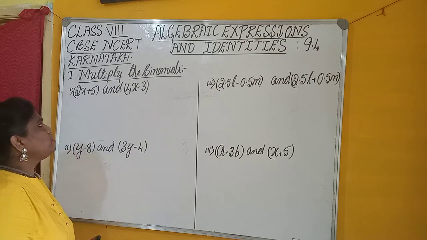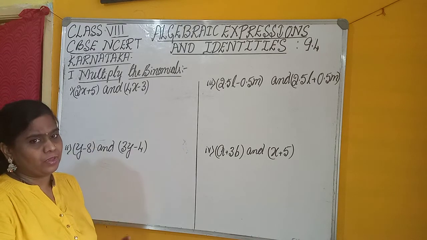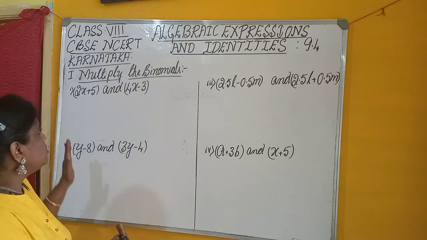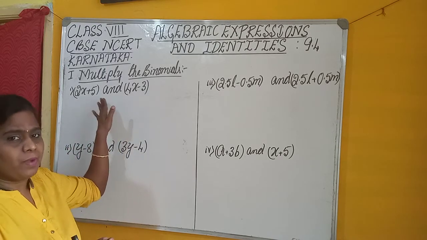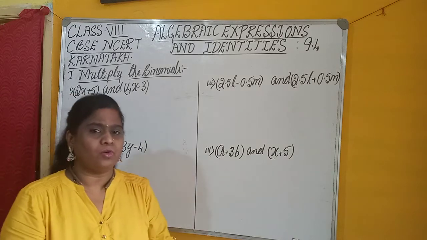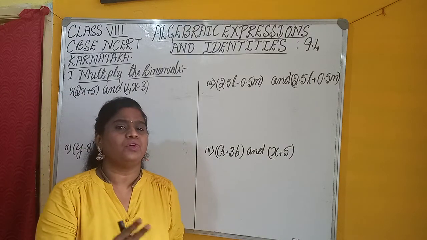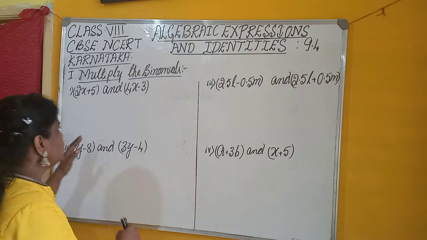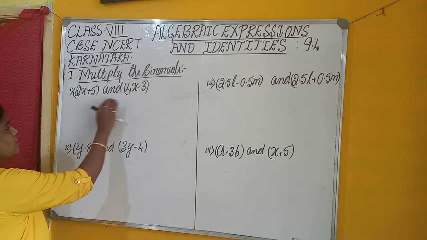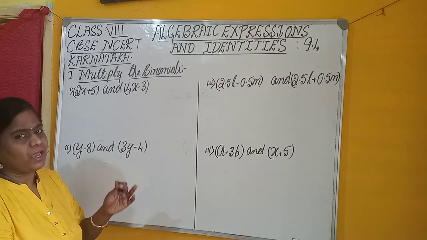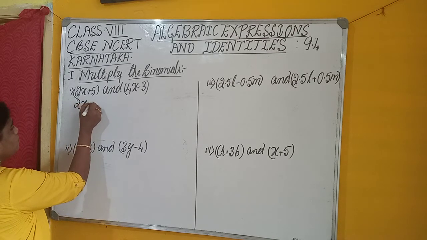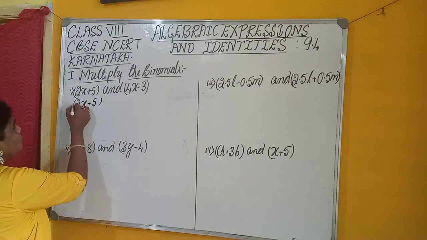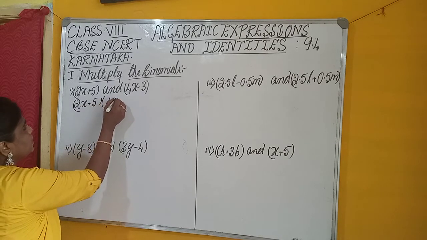In that, the first one is to multiply the binomials. Here two polynomials are given. Those are binomials. We know that binomial means it consists of two algebraic terms, isn't it? Here one binomial is there, another binomial is there. We have to multiply those binomials: 2x plus 5 into 4x minus 3.